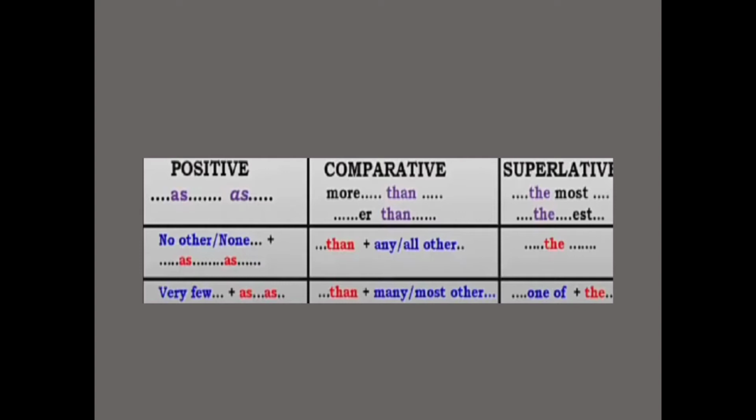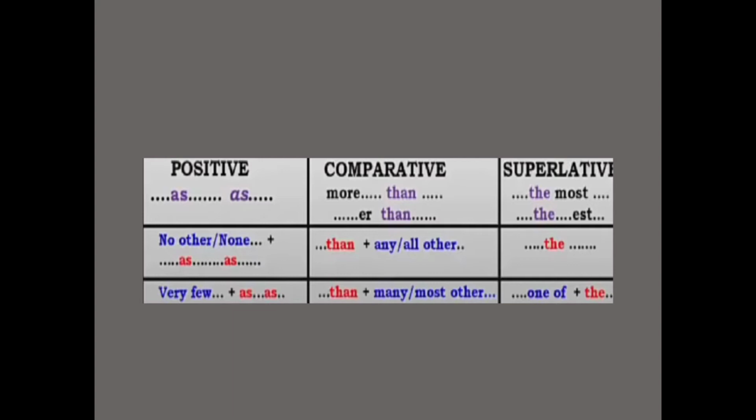So how will you come to know whether the given question is in the positive degree, the comparative degree, or the superlative degree? If the question given to you has words like as or so as, then it is treated as a positive degree. If the er form of the word and than is used in the question, then it is in the comparative form. And if most or the est form of the word is given, then it is in the superlative form.